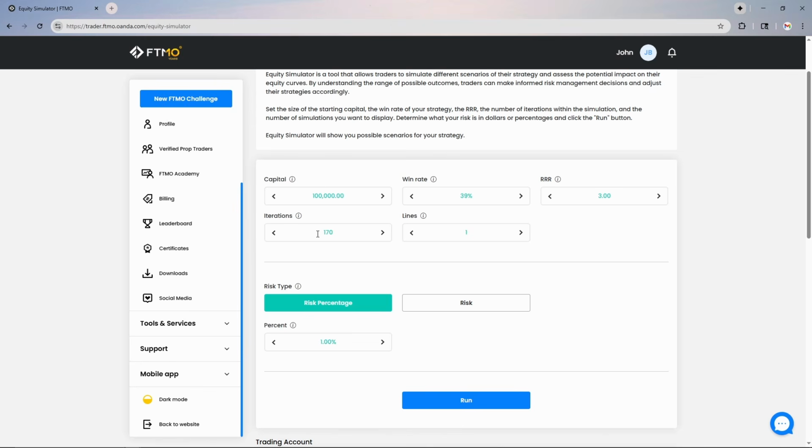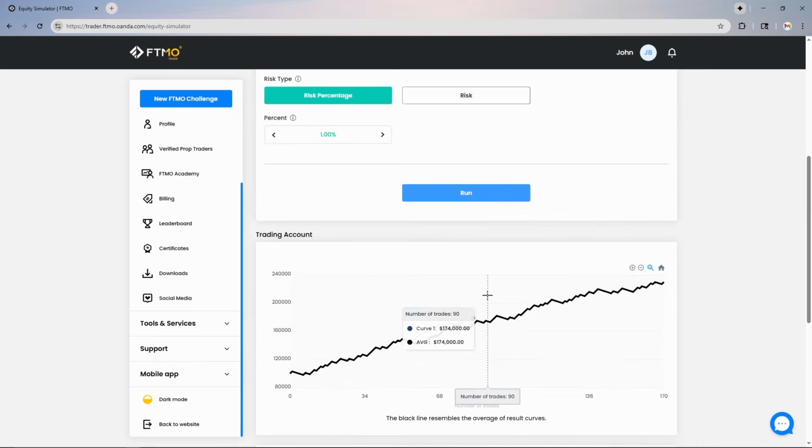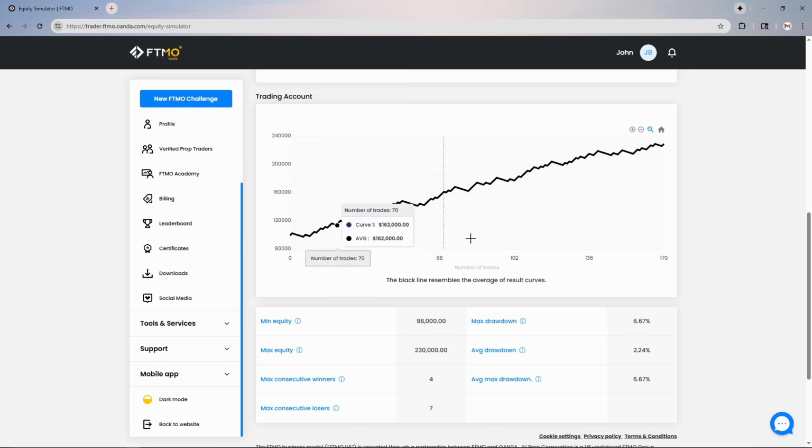So we will take 170 trades here roughly at a 39% win rate, and we will run this simulation. And as you can see here, a nice smooth, consistent, and clean equity curve here, and we finish with about $230,000 in max equity. You can see the drawdown values here, the average drawdown, the max drawdown.